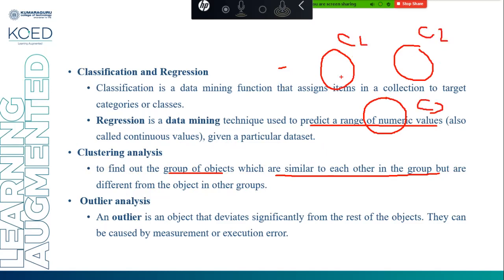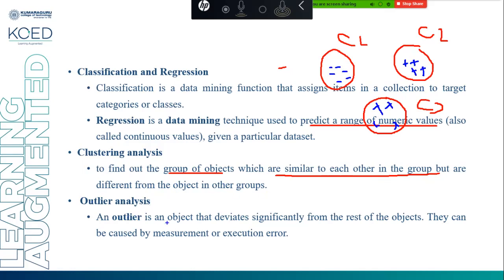In the first cluster I have a set of objects, and likewise a set of objects in the second cluster and in the third cluster. The objects in the same cluster are similar to each other, and the objects in a particular cluster are different from the objects in other clusters. So finding clusters means finding groups of objects similar to each other within the group but different from objects in other groups.